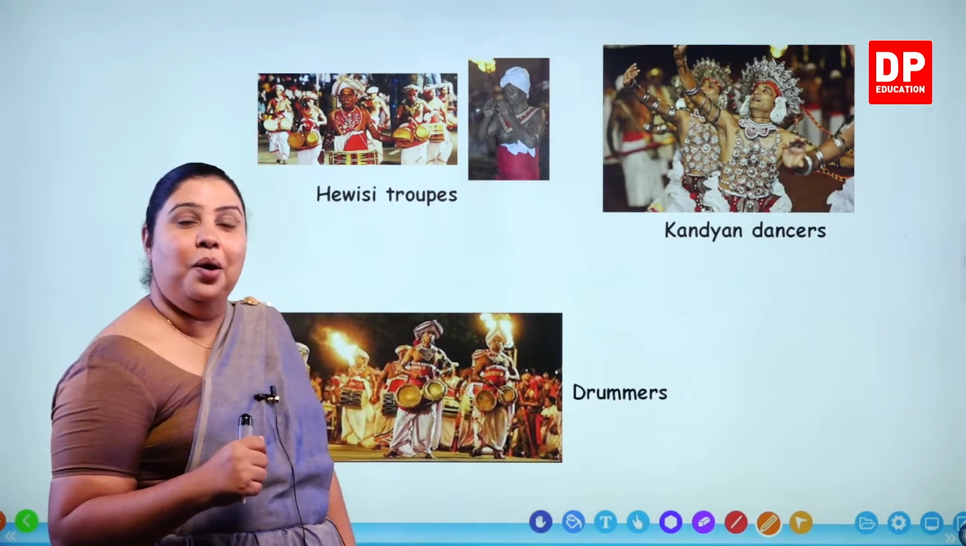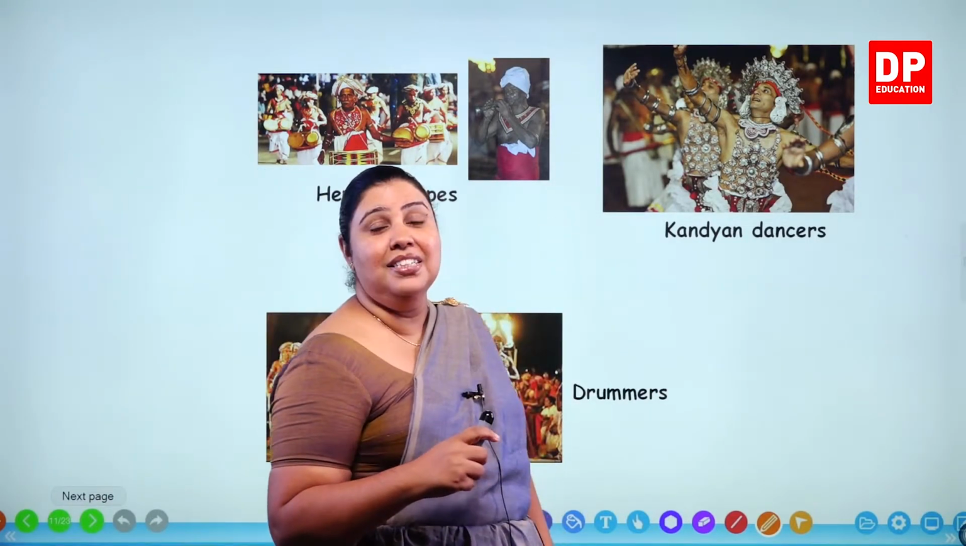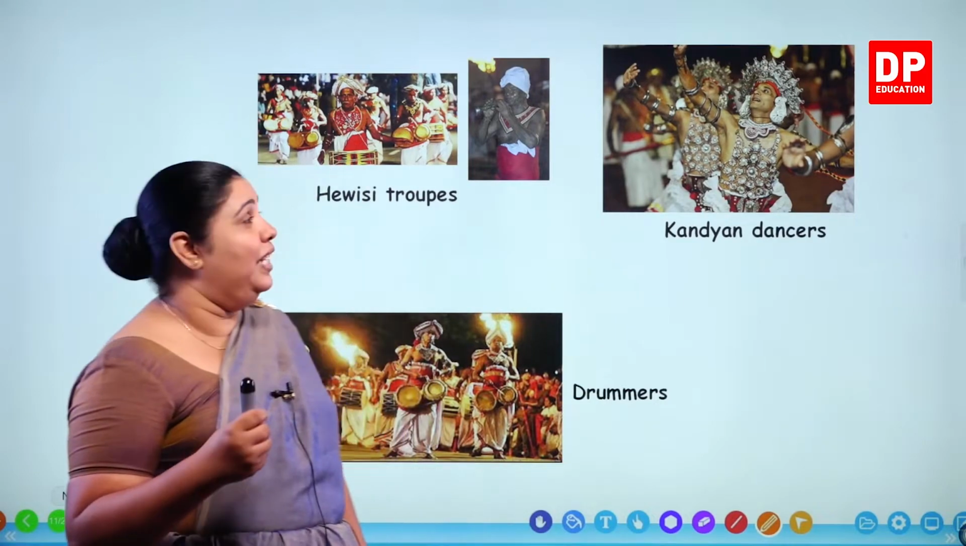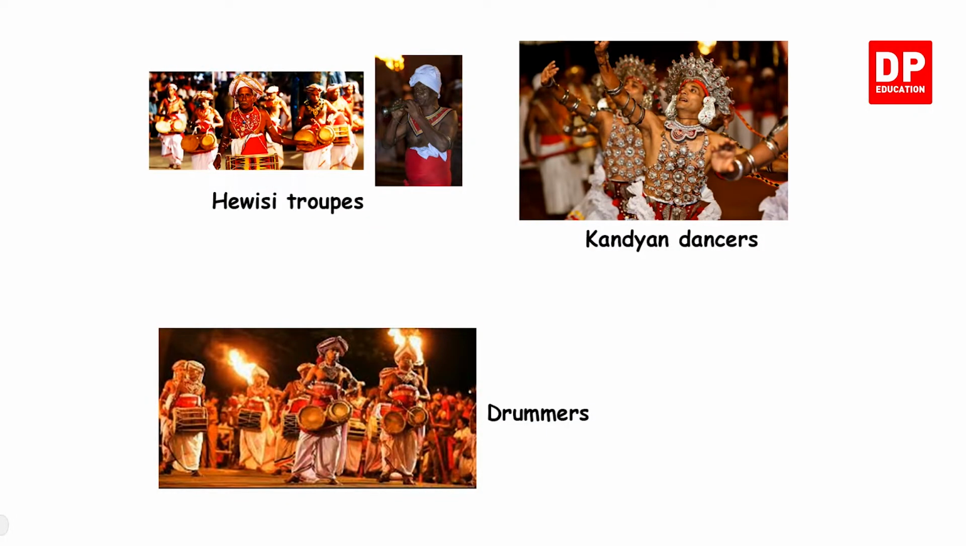Can you see how beautiful their costumes are and how beautifully they dance? What an elegant way to look in the Perahera, right? So those are the Kandyan dancers.